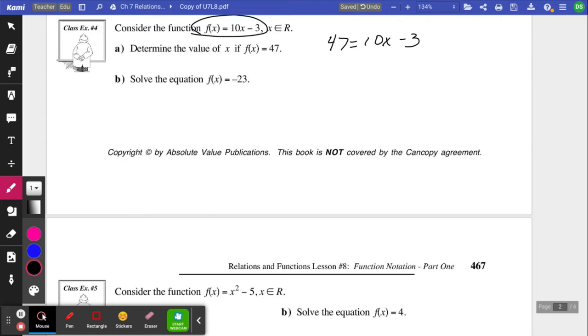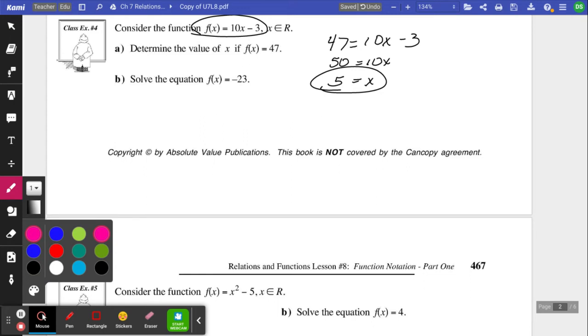Now what? Are you looking for x? Yes, we are. Can you solve for x now? Yes, we can. Add your 3 to both sides. You'll get 50 equals 10x. Divide by 10 and x is 5. Boom. Is that pretty fast? Add 3 to both sides, you get 50. Divide by 10, and you'll get a 5.